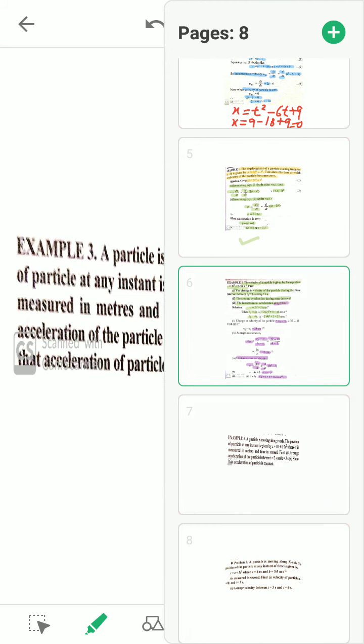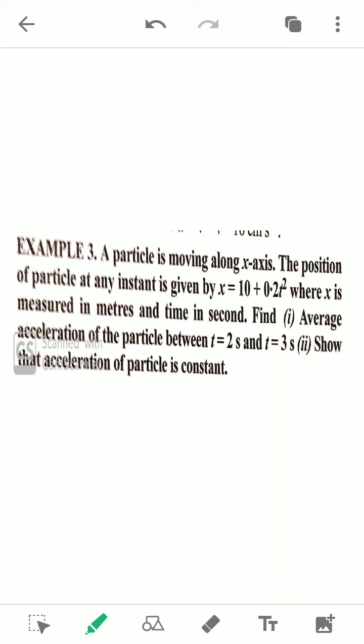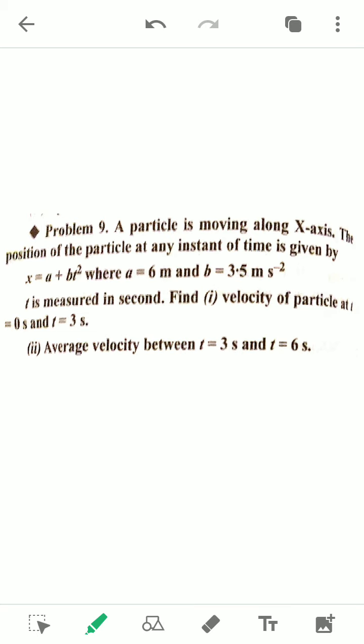Okay, student. Similar. That is example 3. So this is the question for you. Try it yourself, solve it, and write and send or comment the answer to that question. Okay, student. And similarly, solve the next question too. That is problem 9. So these two questions you try yourself and comment your answer.